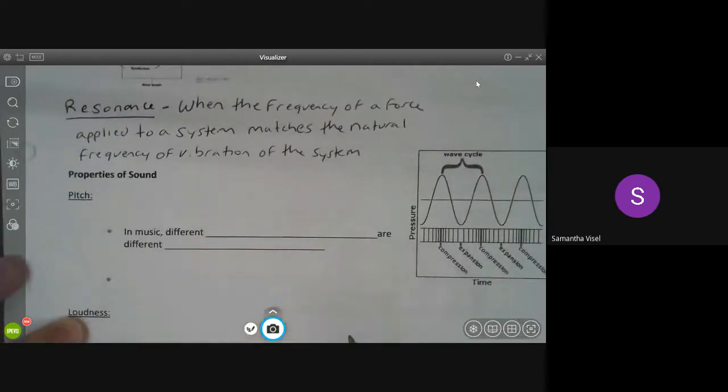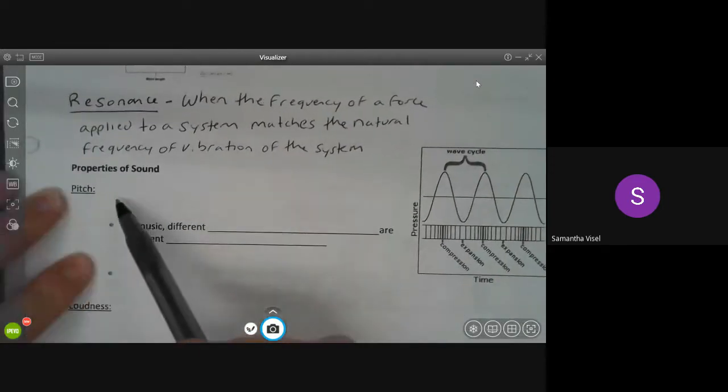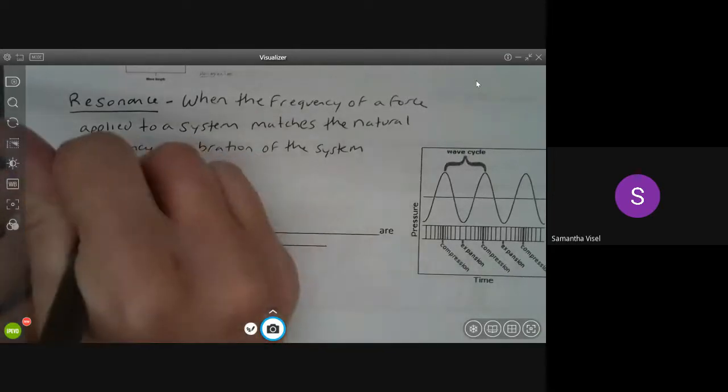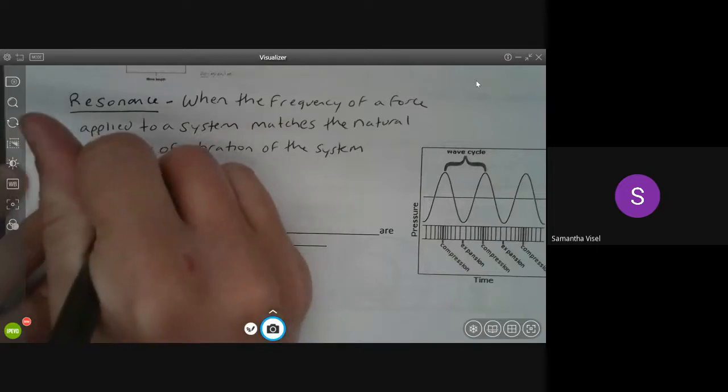Now, how we perceive that sound is in the form of the pitch of the sound. And pitch is a way to describe the frequency of vibrations.